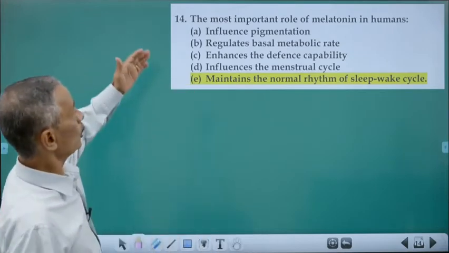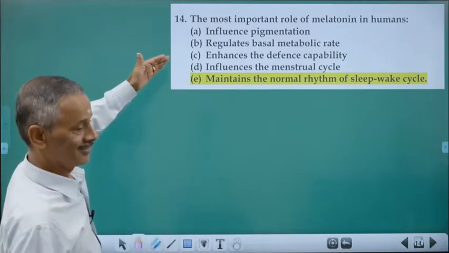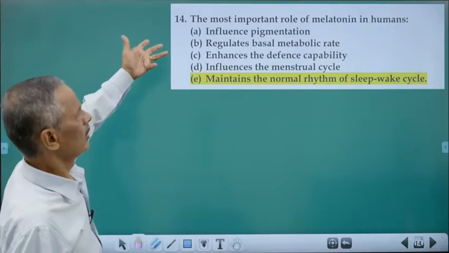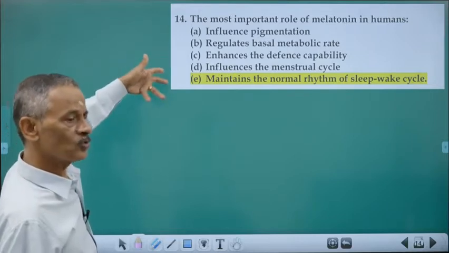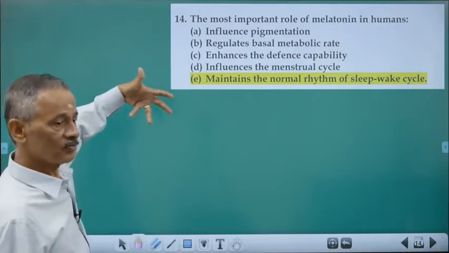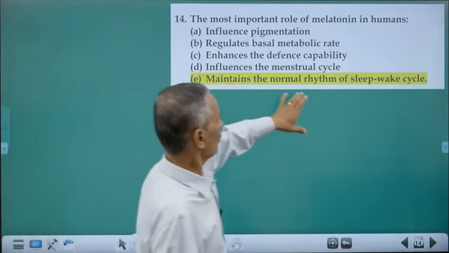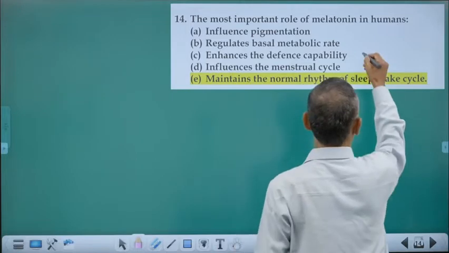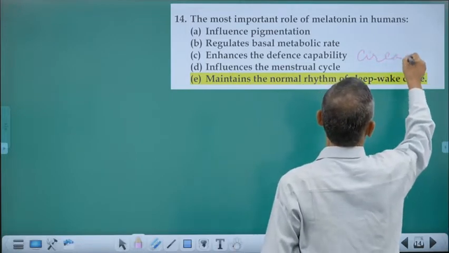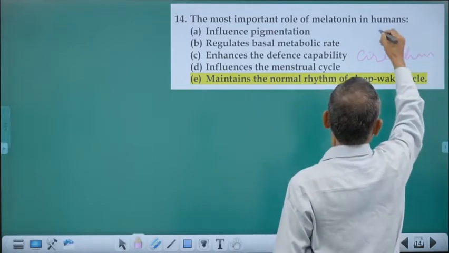The most important role of melatonin. Again, melatonin. See, melatonin is produced by the pineal. Okay, sleep-wake cycle. That is the biological clock. Maintain the normal rhythm of sleep-wake cycle or circadian rhythm or 24-hour cycle.